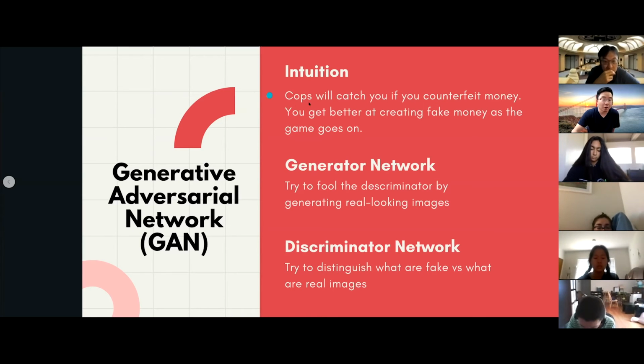That means you win. However, in that case, the cops will be penalized, and the cops have to learn from their mistakes to see how they can catch you next time. So the cops will improve. And once the cops improve, that means you will suffer. So you have to improve in order to make better fake money. You see this cycle here? It's basically improving one step at a time.